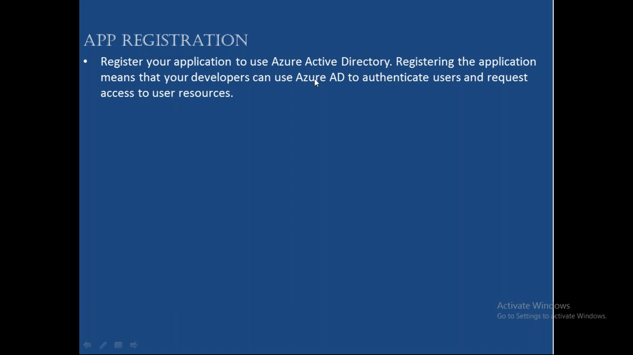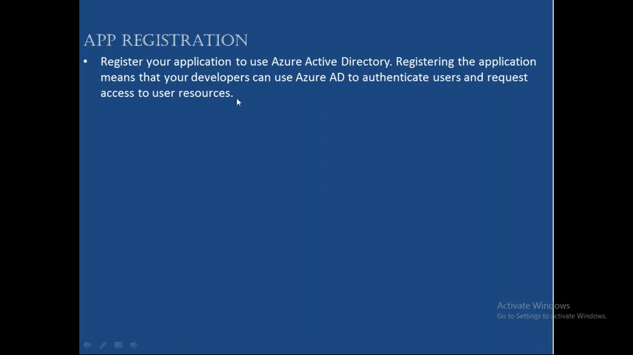So here, Azure Active Directory is the kind of brain for this entire set of Azure resources. If you want to access anything, you need to have proper permissions. All these things will be controlled from Azure Active Directory. Registering the application means that your developers can use Azure AD, which is nothing but Azure Active Directory, to authenticate users and request access to user resources.